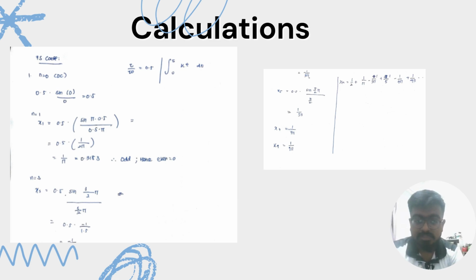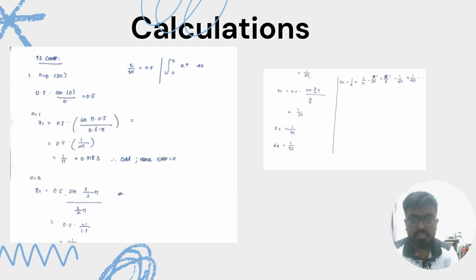Okay, for calculation, for task 1, we're going to search for the Fourier series coefficient. For n equals 0, it's obviously a DC signal. So x0 equals 0.5 sinc(0), therefore we get an answer of 0.5. For n equals 1, we get 0.5 times sin(pi over 2) over 0.5 times pi, so we get 1 over pi.